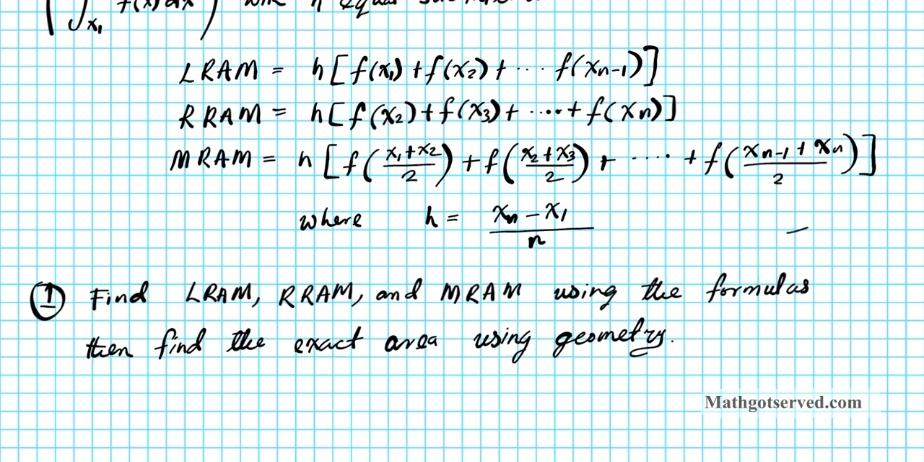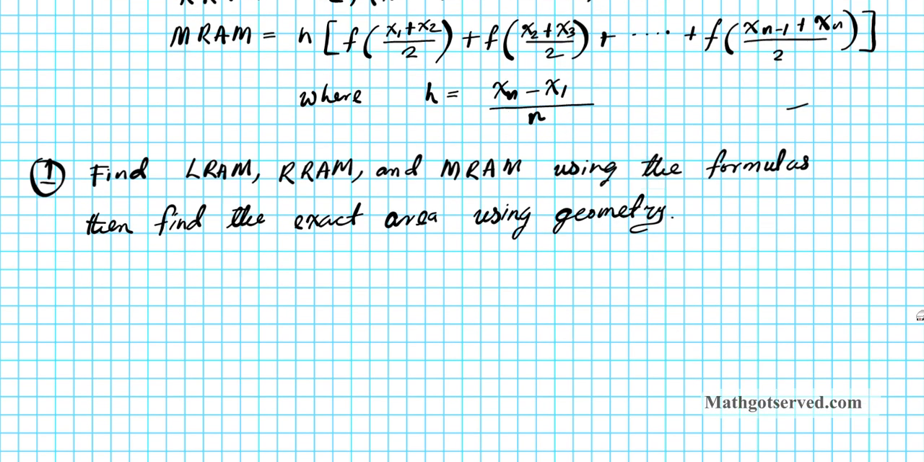So the function under consideration is f of x equals negative x plus 4 on the interval 0 to 4, using 4 subintervals.